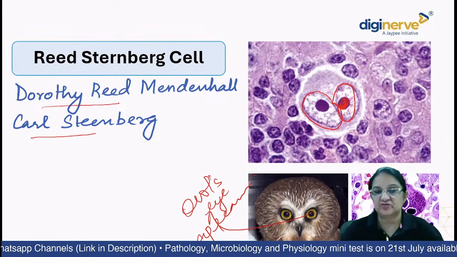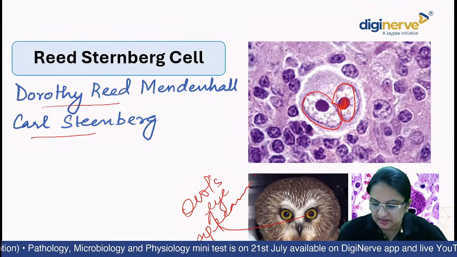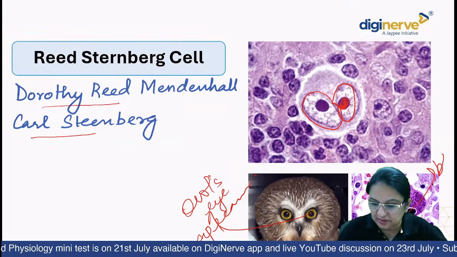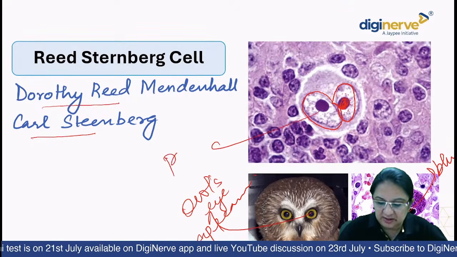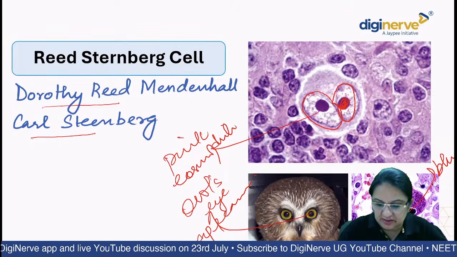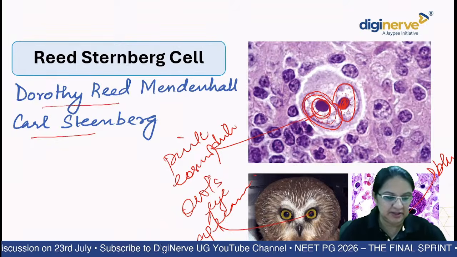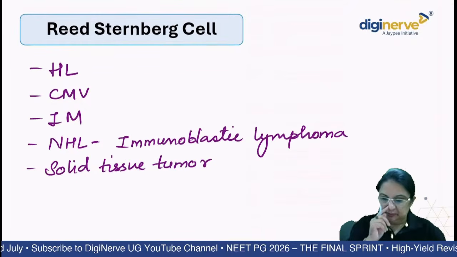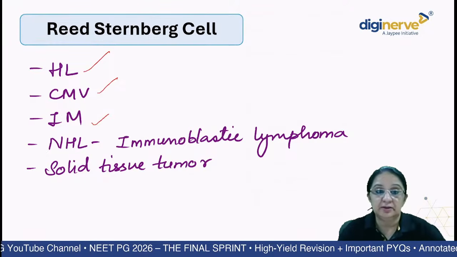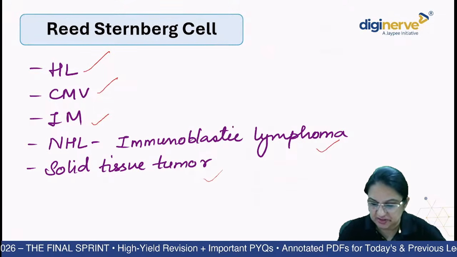Where else do you see an owl's eye appearance? You also see it in cytomegalovirus. But there, the nucleus is blue in color. Here it is pink, eosinophilic, with a perinuclear halo. RS cells are also seen in infectious mononucleosis, immunoblastic lymphoma, and various solid tissue tumors, apart from Hodgkin.